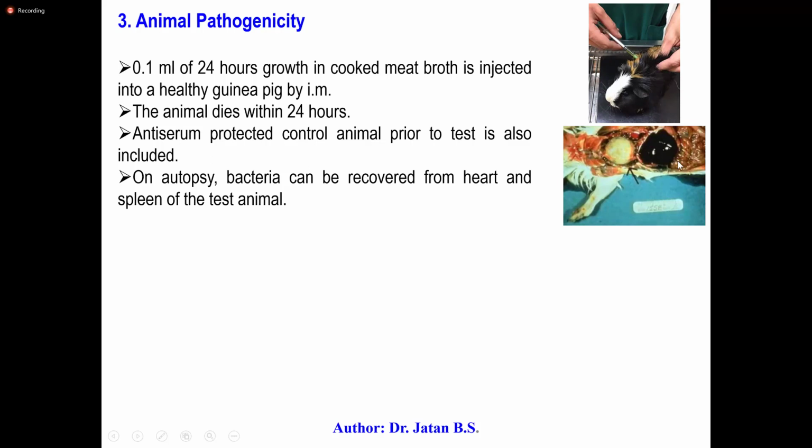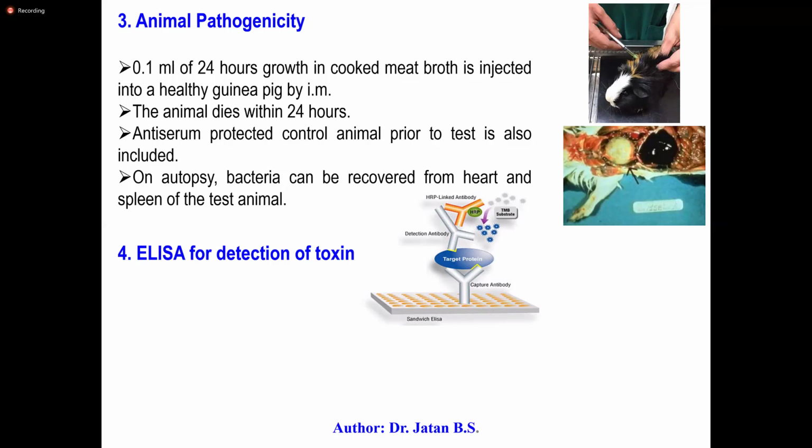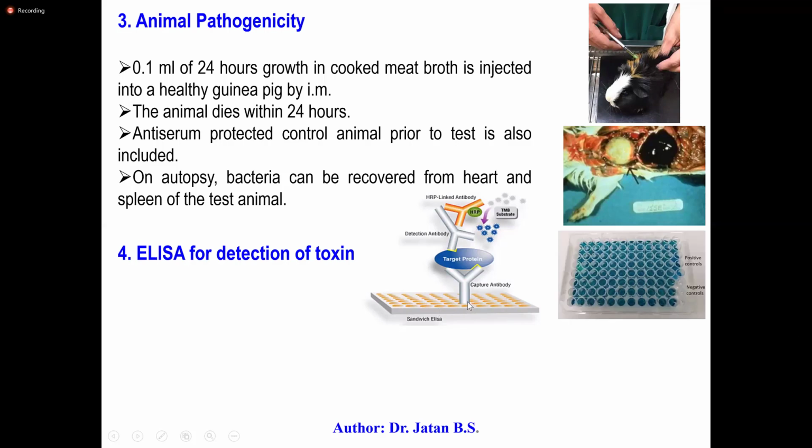Can I move on to the next point? So you can also do ELISA for detection of toxin. This is what you call a sandwich ELISA. Why is it called sandwich ELISA? Because the antigen is being captured between two antibodies. This target protein is the toxin which we want to detect. This is the ELISA plate, which looks something like this. In this plate there are some microtiter wells, and in each well at the base there is a capture antibody coated, it is fixed.